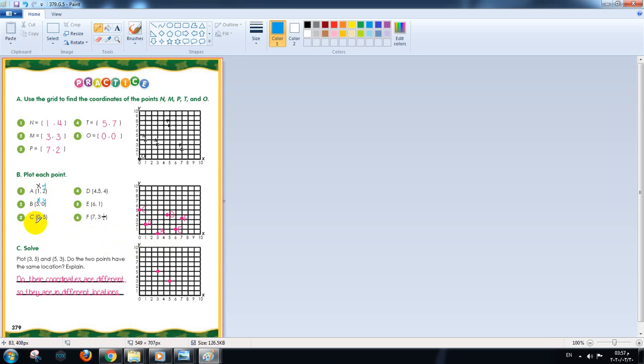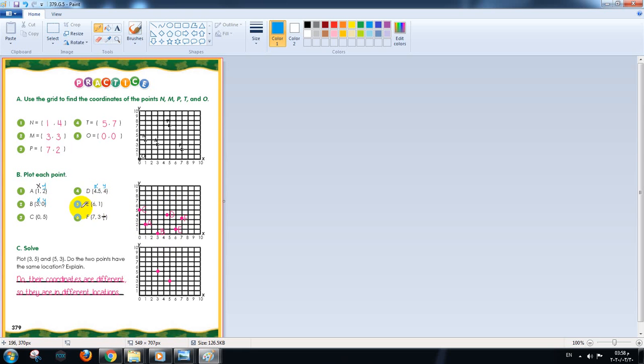Number 3, the point C is 0 and 5, 0 from the x-axis and 5 from the y-axis. You have to go up 5 squares on the y-axis. You can find the point C here at 5 on the y-axis. Number 4, you find point D, 4.5 and 4, 4.5 from the x-axis and 4 from the y-axis. We will go 4.5 on the x-axis and go up 4 squares on the y-axis. You can find the point D here.